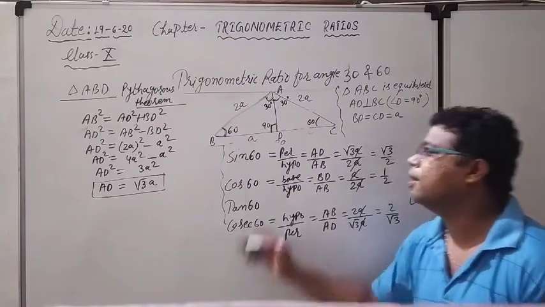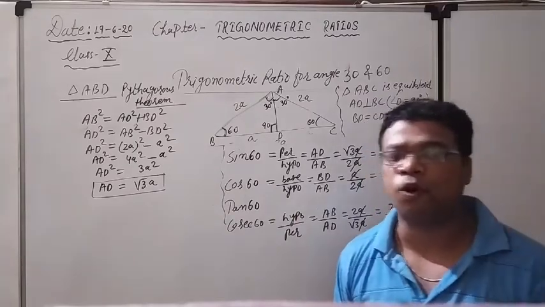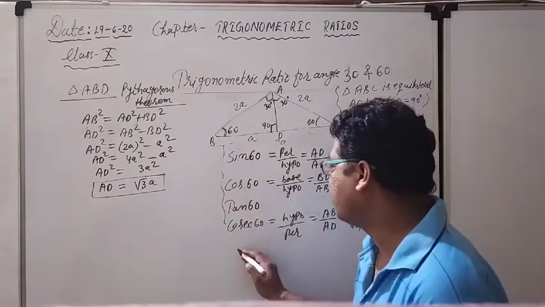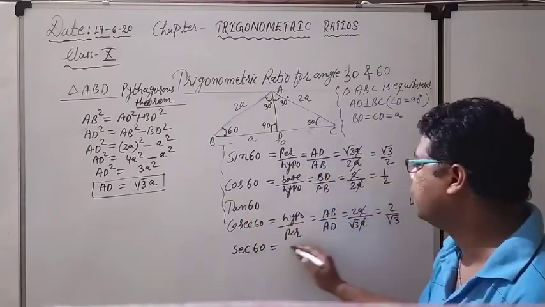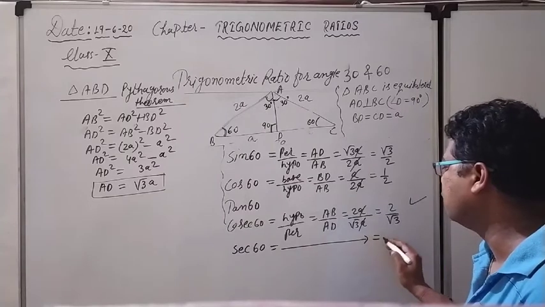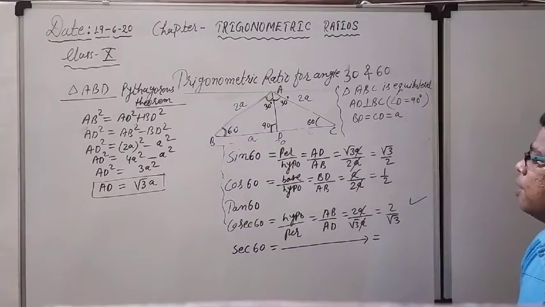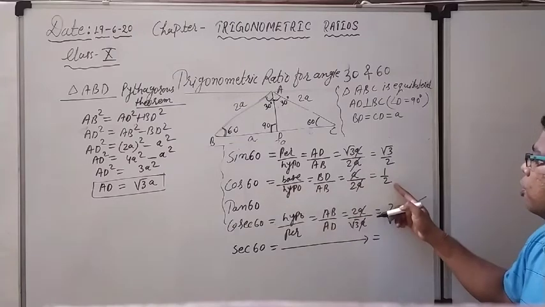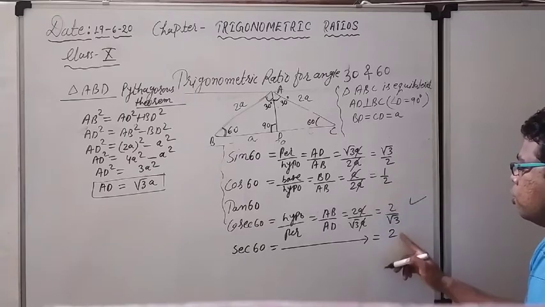That is important here: cos 60 value is 1 upon 2. After that, if I have to find out sec 60, nothing I have to do, just the opposite operation. This is for you, so you can understand. What is the value of sec 60? Directly you can tell me. If cos 60 is 1 upon 2, what is sec 60? Sec 60 will be 2, the opposite of 1 upon 2.